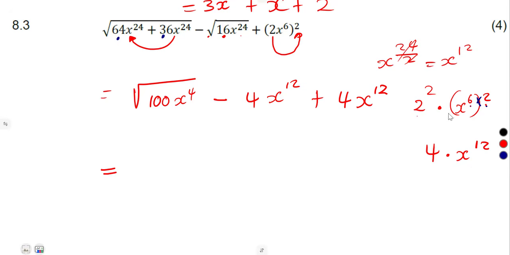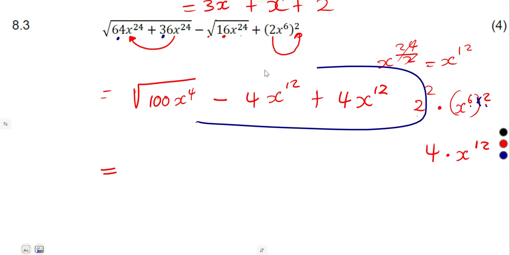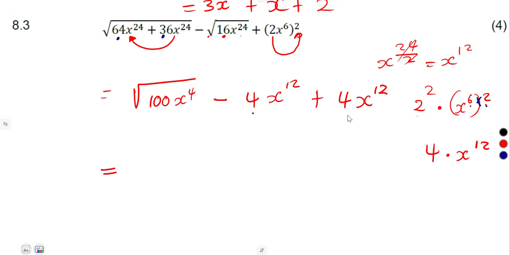So that's it. Without further simplification, guys, we can see that these two, they are the same. They can cancel. A minus and a plus. Minus 4 plus 4. These are like terms. Take note. So they can just cancel. Minus 4 plus 4. That's a 0 there.